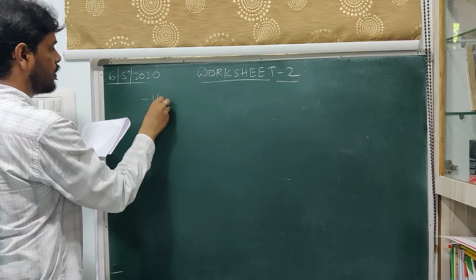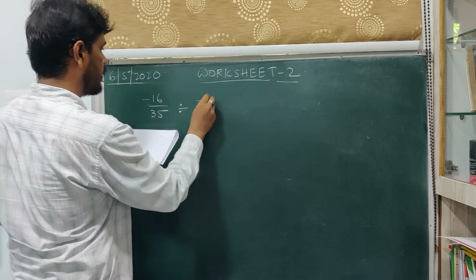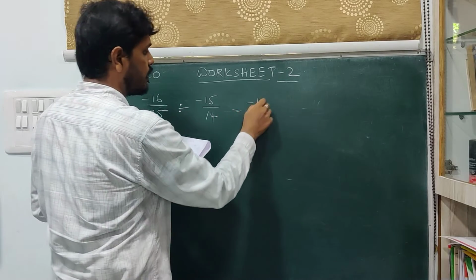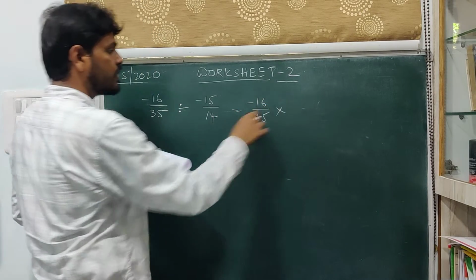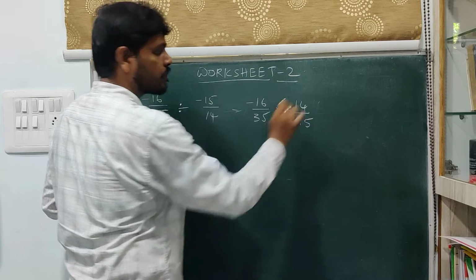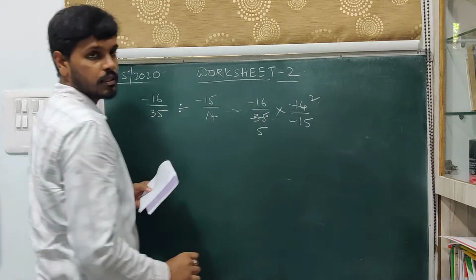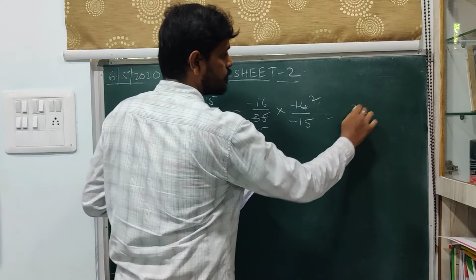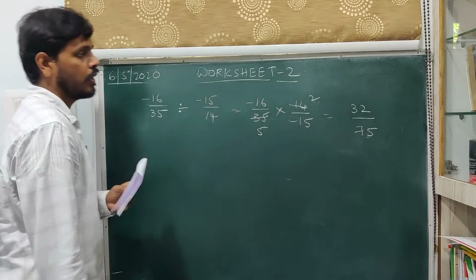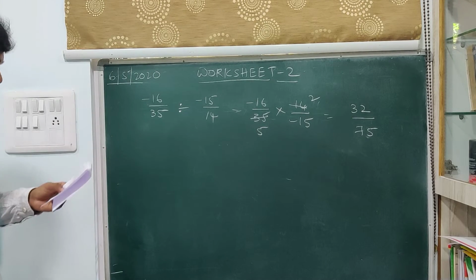Next. Minus 16 by 35 divided by minus 15 by 14. Repeat the same process again. Convert that division into multiplication and take the reciprocal of this, which is 14 by minus 15. So then this is 7 2s are 14, 7 5s are 35. So 16 2s are 32. 5 3s are 15, 5 15s are 75. And numbers of the same sign, so you will get a positive number, 32 by 75.